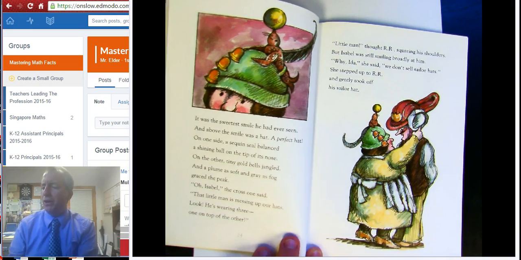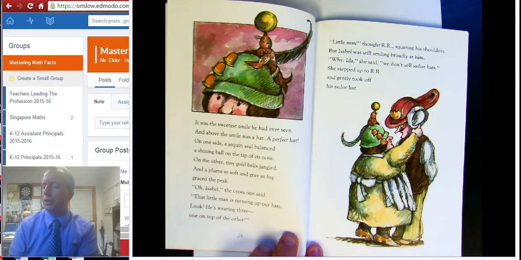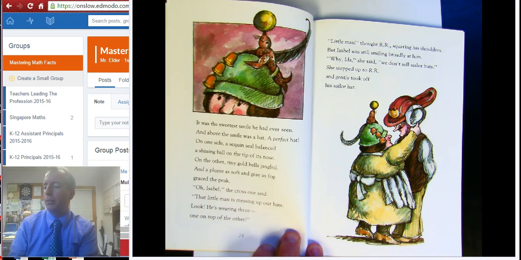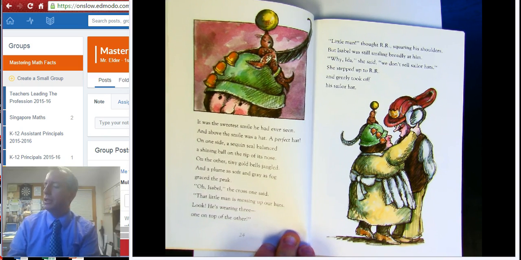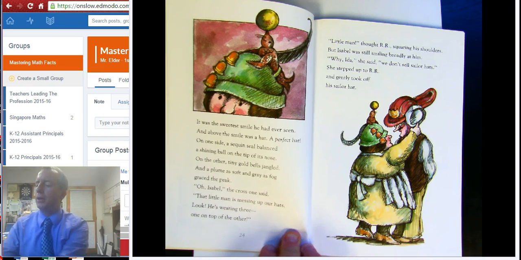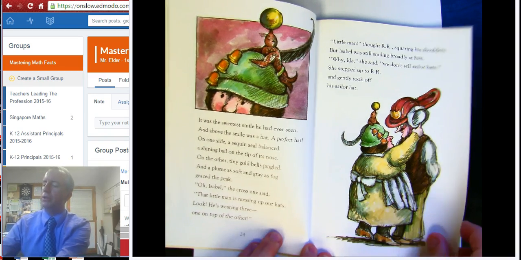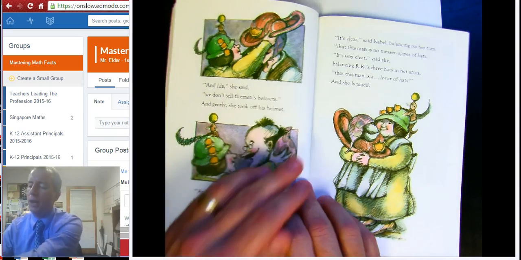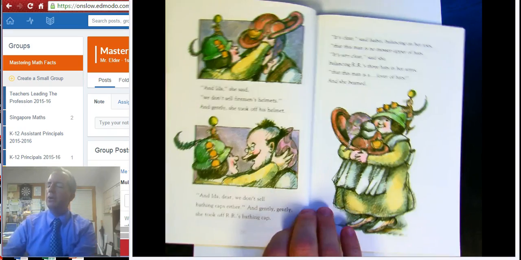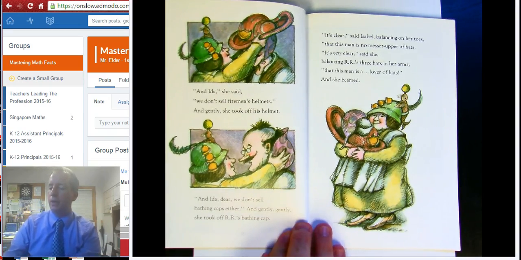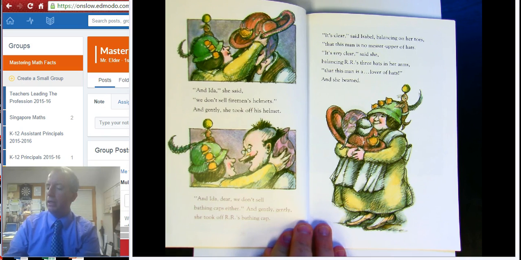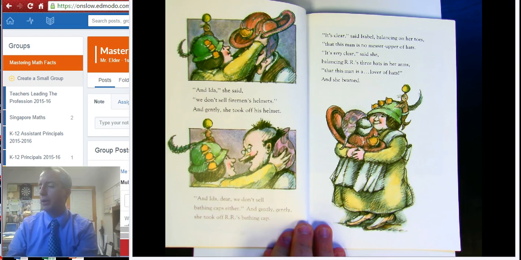"Little man," thought R.R., squaring his shoulders, but Isabel was still smiling broadly at him. "Why, Ida," she said, "we don't sell sailor hats." She stepped up to R.R. and gently took off his sailor hat. "And Ida," she said, "we don't sell firemen's hats." And gently she took off his helmet. "And Ida, we don't sell bathing caps either." And gently she took off R.R.'s bathing cap.